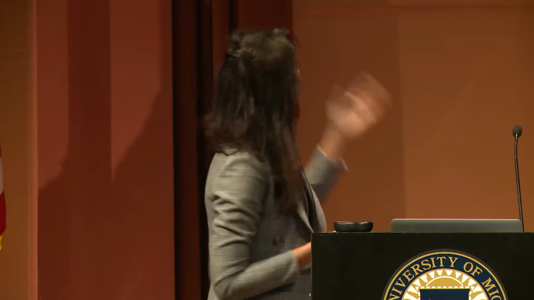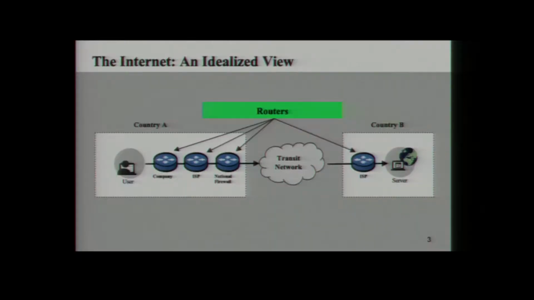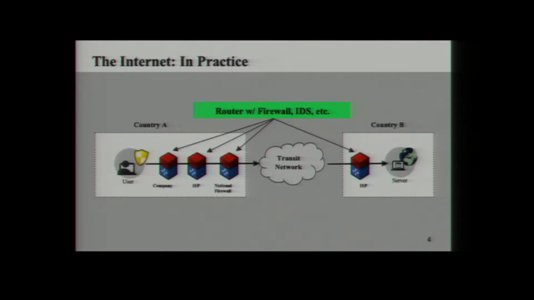And before I dive in, I want to give you some background. If you remember in basic networking class, we learned that we have two endpoints. And the job of intermediaries in between is to route packets from point A to point B. But really today, the internet is far different from the ideal view. We have intermediaries that are intelligent. We have firewalls, network intrusion detection systems, and antiviruses.